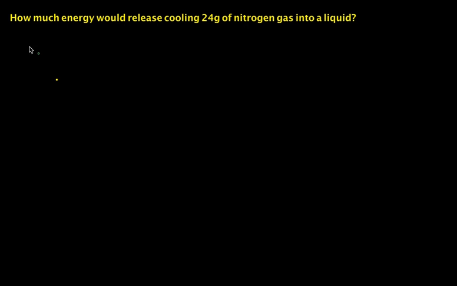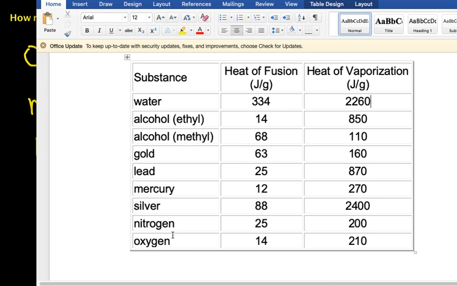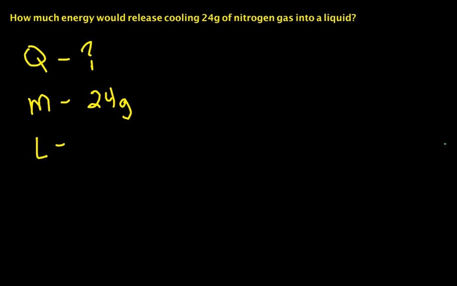Last one. How much heat energy would be released cooling 24 grams of nitrogen gas into a liquid? So let's set up our given information. I'm looking for that heat energy again. My mass is 24 grams. And I'm dealing with nitrogen gas going from gas to a liquid, so that's vaporization. So I need vaporization of nitrogen. So here's nitrogen. Under vaporization, we have 200 joules per gram.